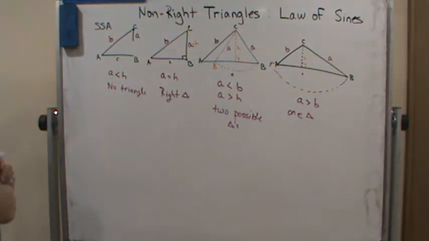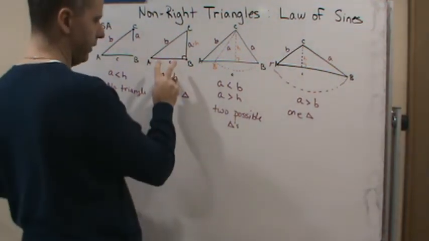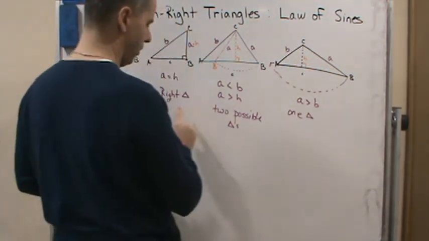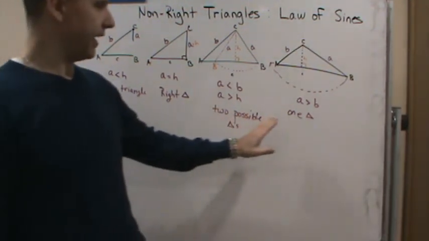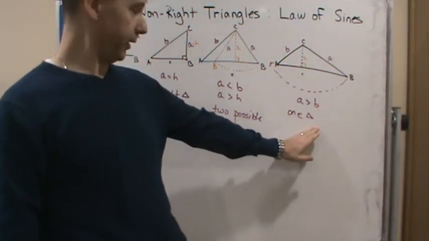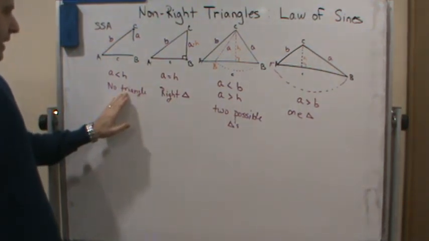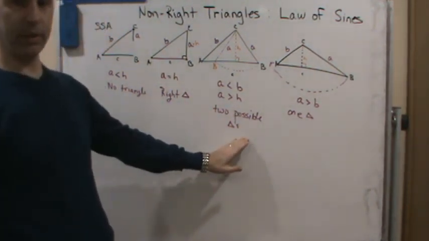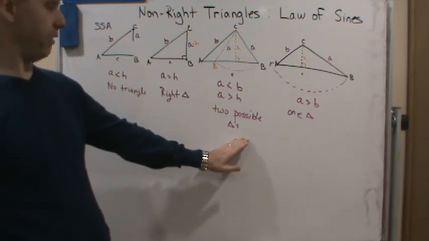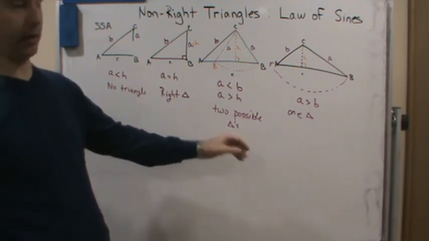So in this case and this case, there is only one triangle. In this case, you have a right triangle. In this case, you have an obtuse triangle. In this case, you have no triangle. And in this case, this is the ambiguous case, where you have two possible triangles.